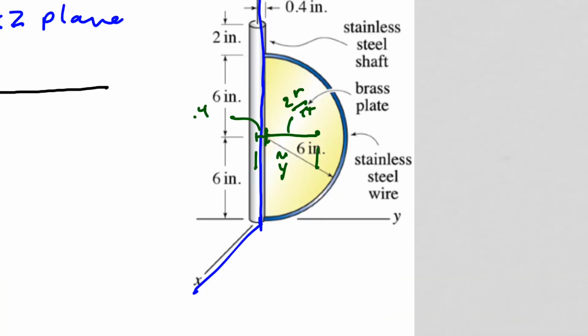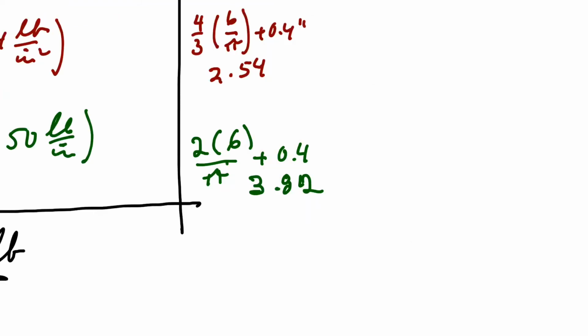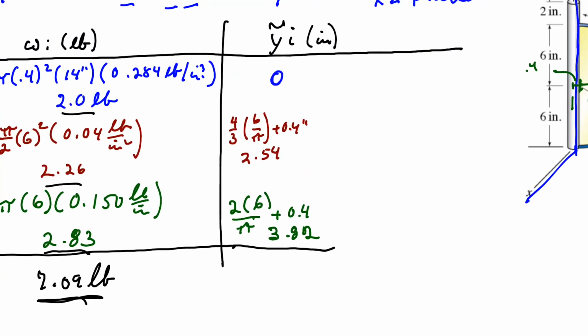Okay, so for our stainless steel wire, we know it's out here, and that is this 2r over pi, which brings us to the edge of the stainless steel shaft, and then we need the additional amount of 0.4, which is that radius. That will give us the Y tilde for that wire. Again, we use that 2r over pi plus our 0.4. We end up with 3.82 inches. All right, so that calculates all of our Y tildes that we need.